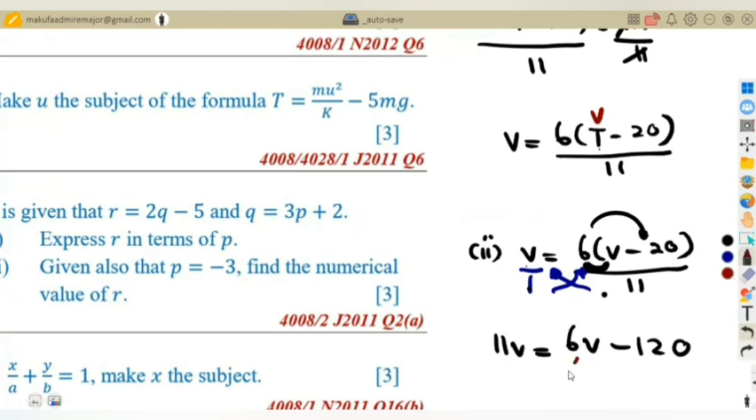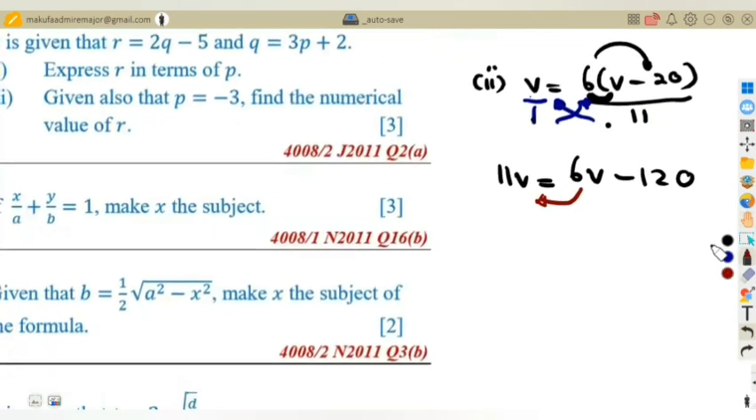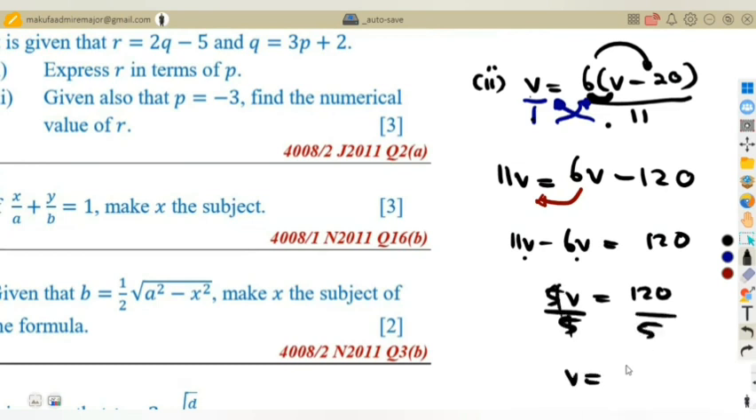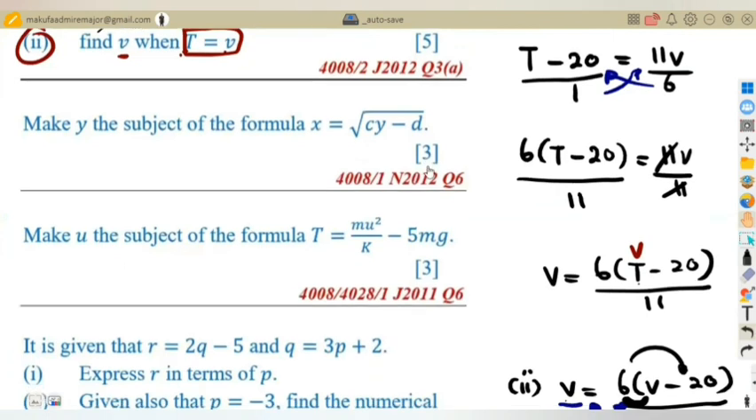Collect like terms, 6V to this side, it becomes a negative since we are dealing with an equation. So we're going to have 11V minus 6V is equal to 120. 11 minus 6, that's 5V is equal to 120. Divide by 5 both sides. So our V is going to remain as a positive. All right, there's a negative here and there's a negative there. So this one is going to be 2 here. Remainder 2 into 20, which is 24. So our V is going to be negative 24 in this case. All right, so that is what was expected of us. Yeah, 5 marks the whole question.